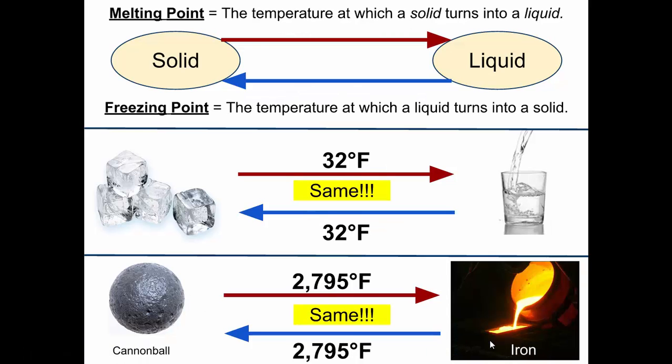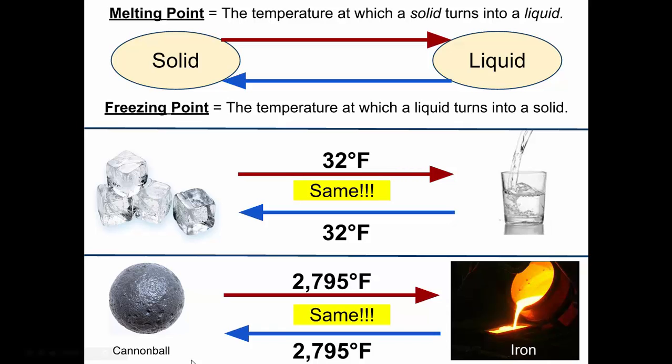So the melting point is the temperature at which a solid turns into a liquid. And the freezing point is the temperature at which a liquid turns into a solid. And for a substance, that's going to be the same temperature. So at 32 degrees Fahrenheit, ice starts to melt. That's water's melting point. It's the same thing if we have water. If we can decrease the temperature to 32 degrees Fahrenheit, it will start to freeze. It's the freezing point.